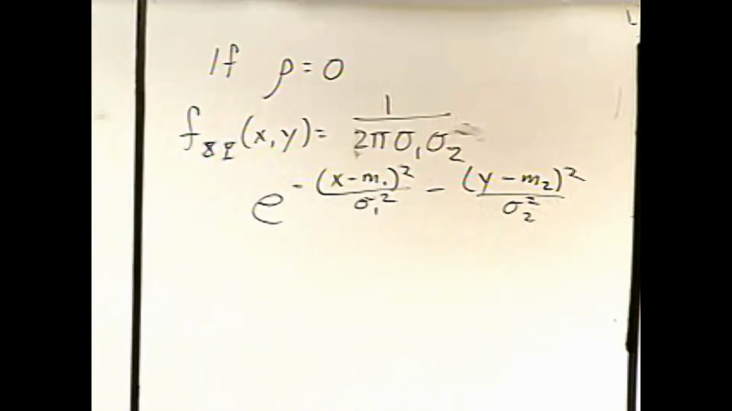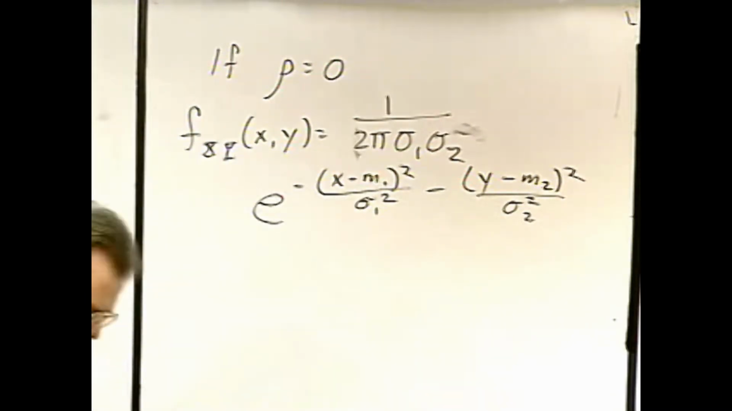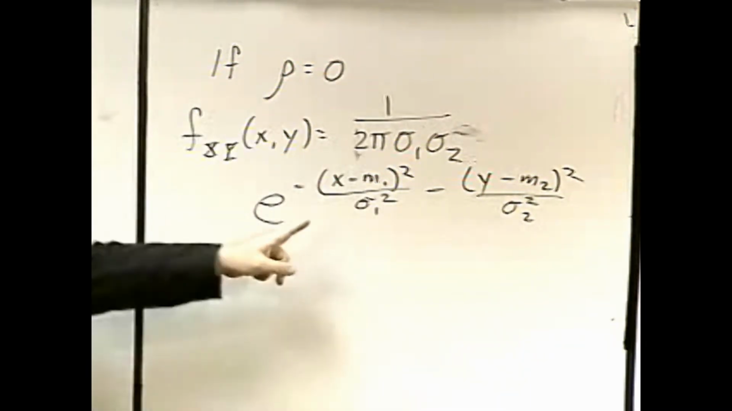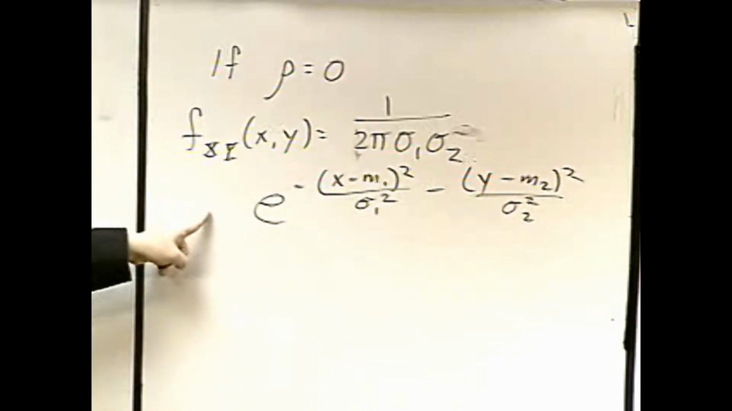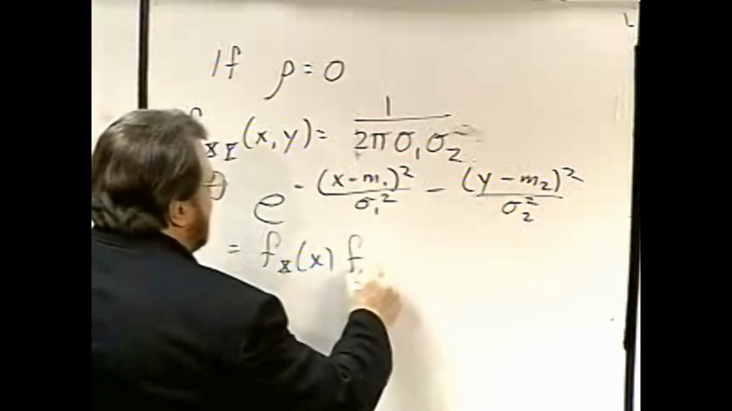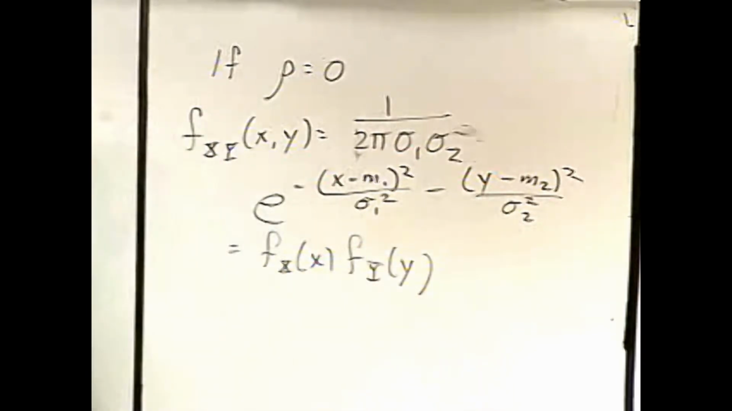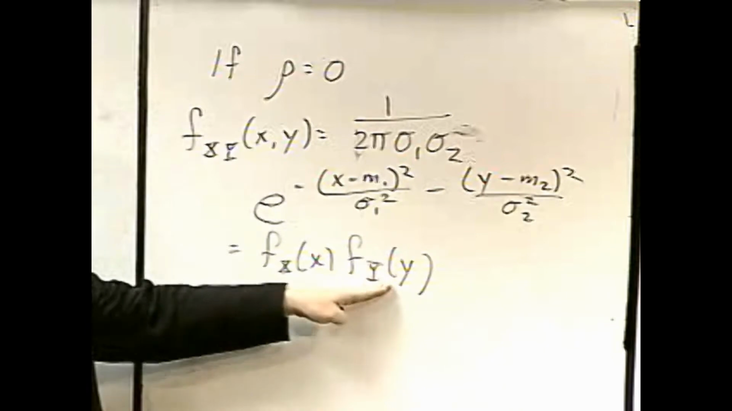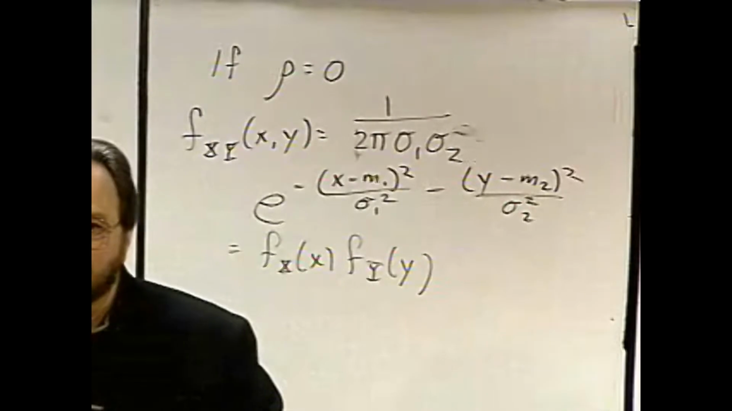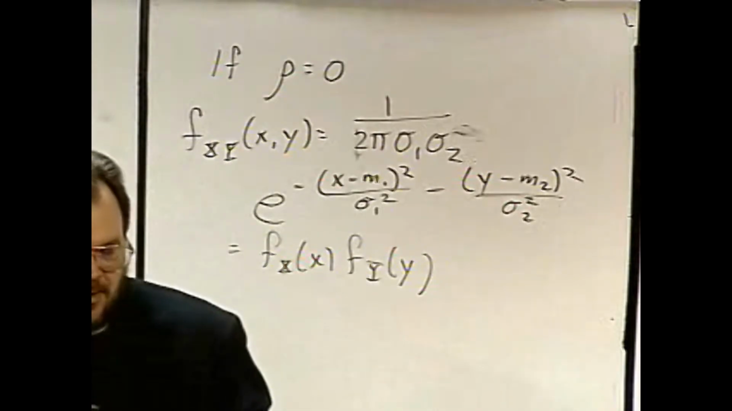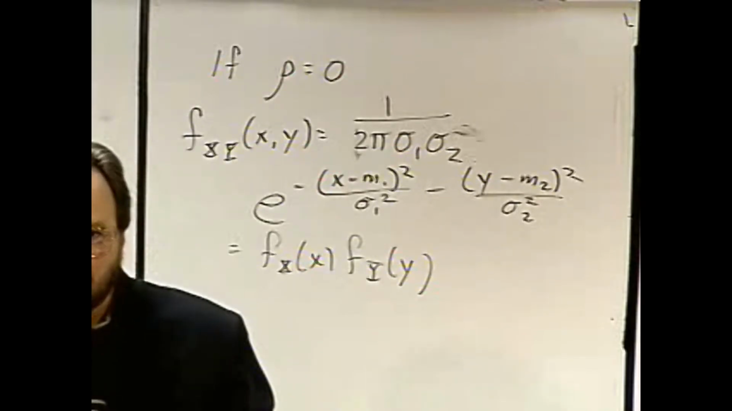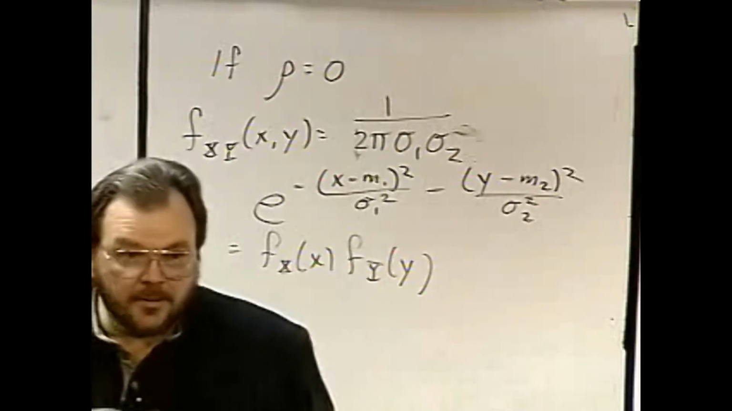This is what we're left with if we set that correlation coefficient equal to 0. Now, what's interesting about this is you'll recognize this is now separable, isn't it? Okay? So this is equal to f sub x of x times f sub y of y, which is equal to the marginals. This is a peculiar and unique property of the Gaussian joint probability density function. For a Gaussian random variable, if the correlation coefficient is 0, then the random variables are independent.